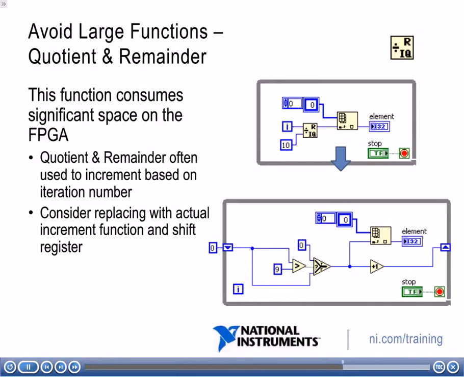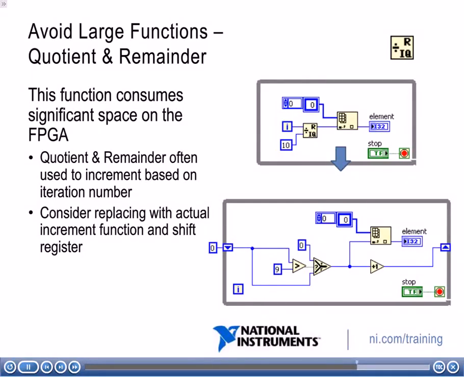Okay? Because this implementation uses the quotient and remainder function, it's going to take up a lot of space on the FPGA. One way you can save some of that space is to implement it without using the quotient and remainder function. If we look at our bottom block diagram, instead we're using a shift register initialized with 0, and then we compare that with a greater than function to 9, and then we output that to a select function.